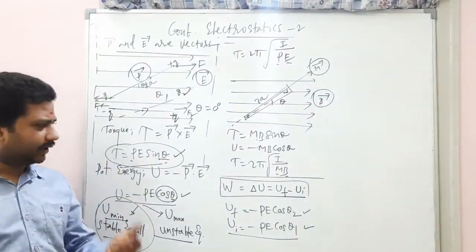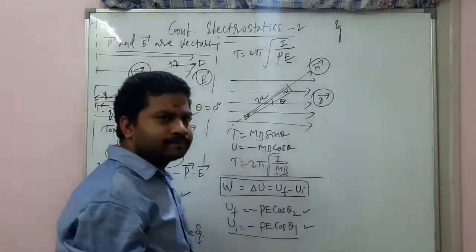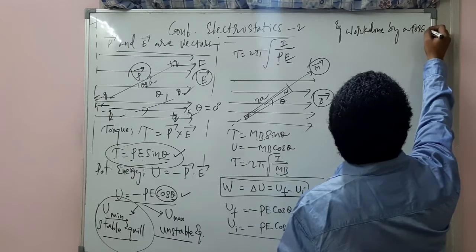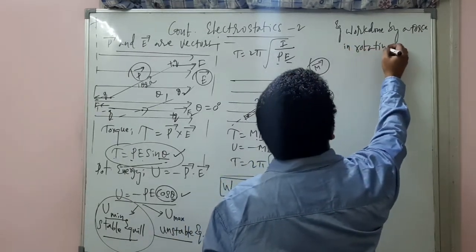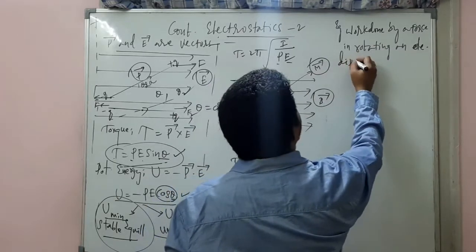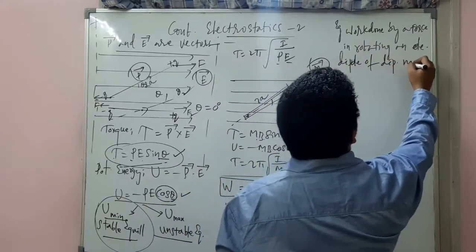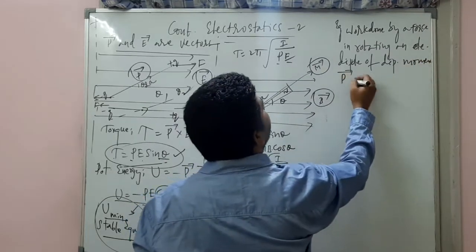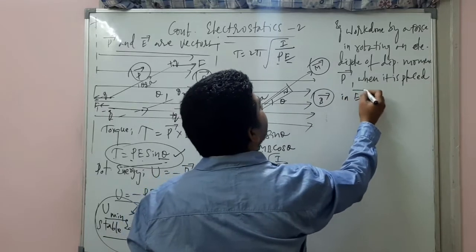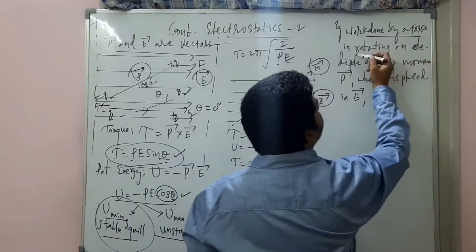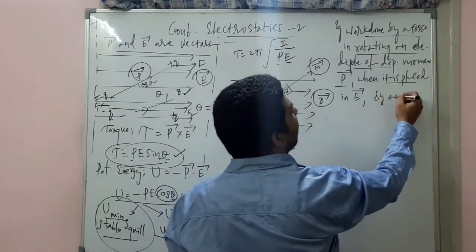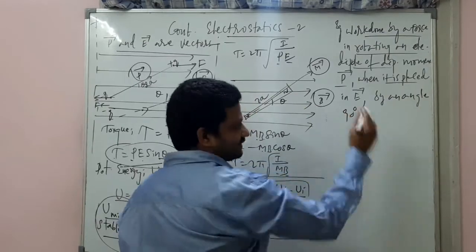That's it. Now, for example, the question will be asked like this: what is the work done by a force in rotating an electric dipole of dipole moment P bar when it is placed in E bar by an angle 90 degrees?